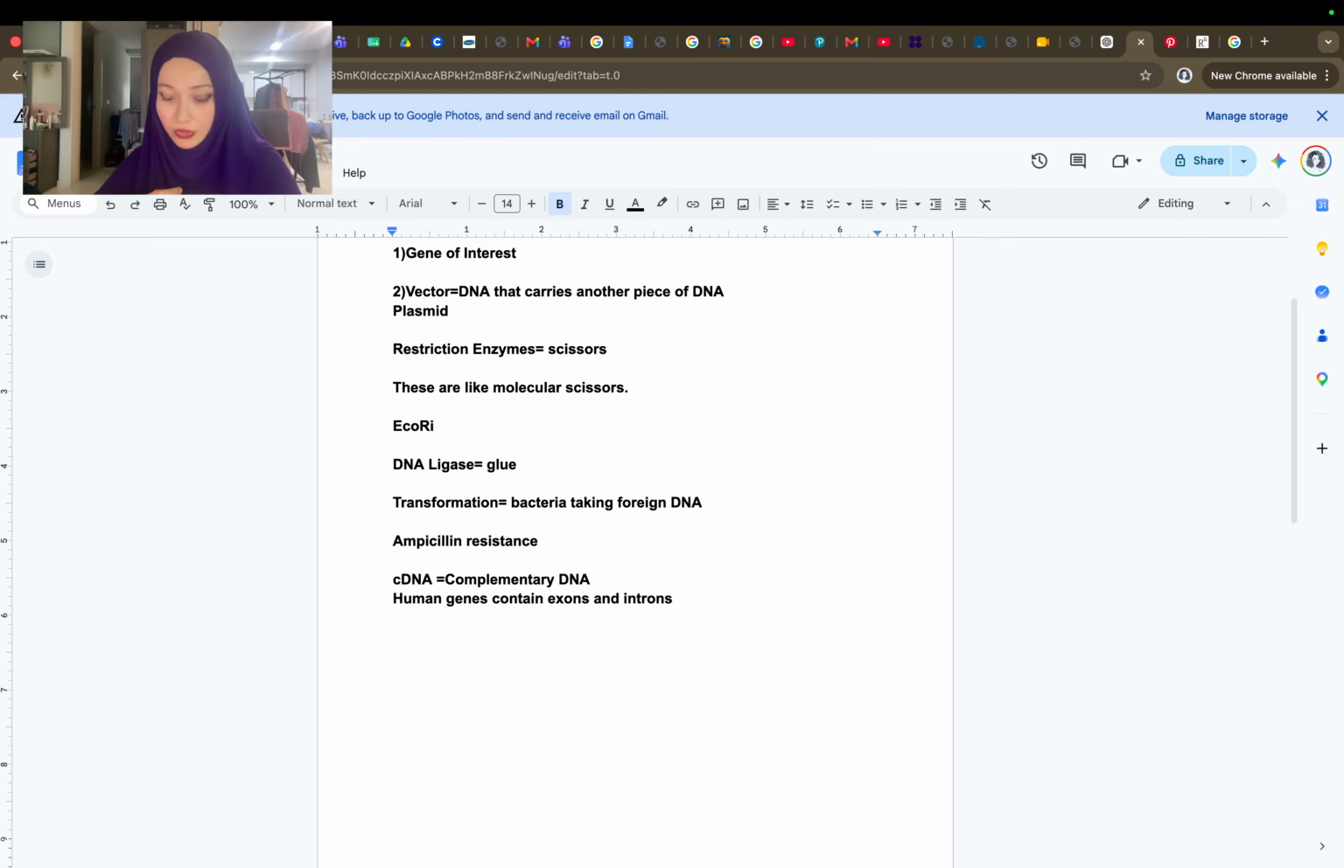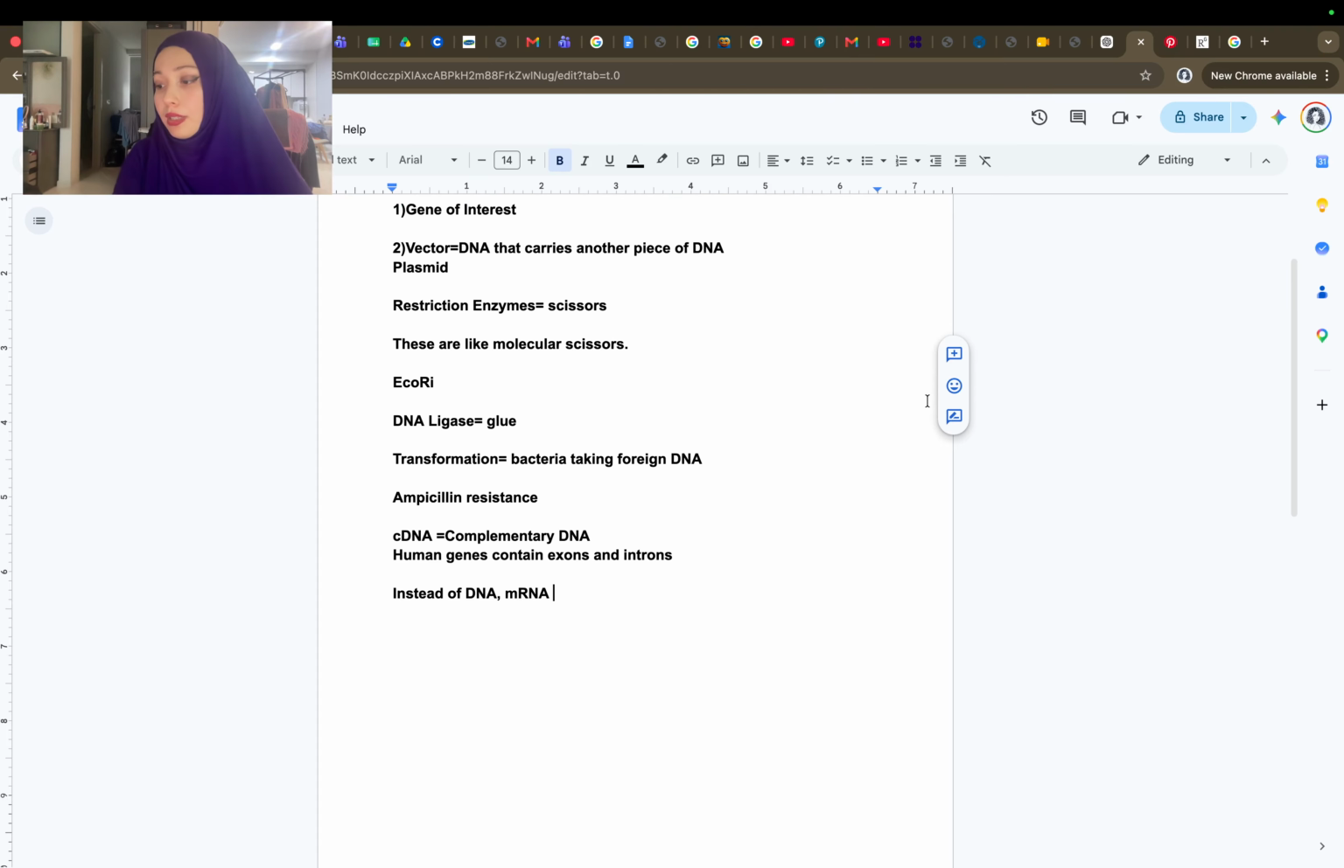So if we give bacteria the actual human DNA, it will contain introns as well. Though in the final protein we don't have introns, the bacteria are going to get confused because they don't know that. They will produce introns as well, and that's an issue. So what do we do? What is the solution? Instead of DNA, we will be using messenger RNA, because messenger RNA does not contain introns, they were already removed, right?